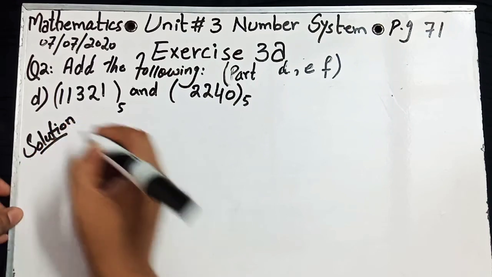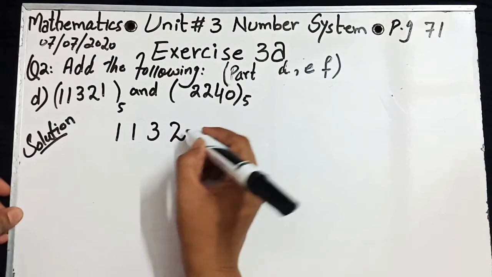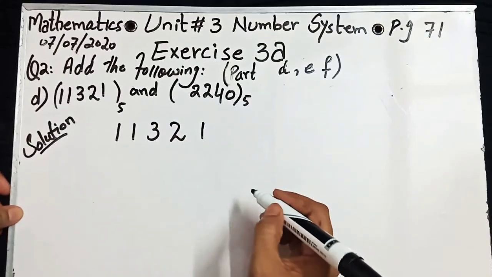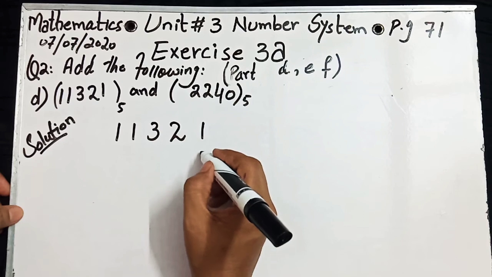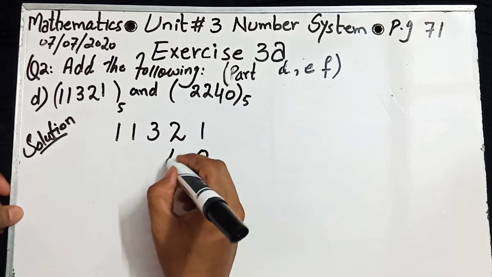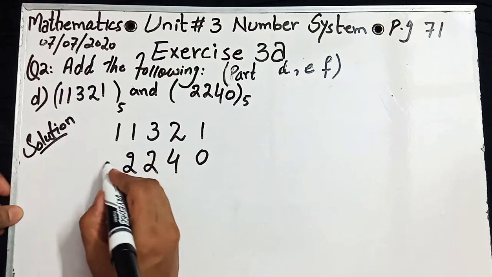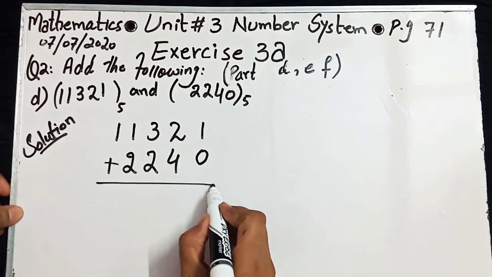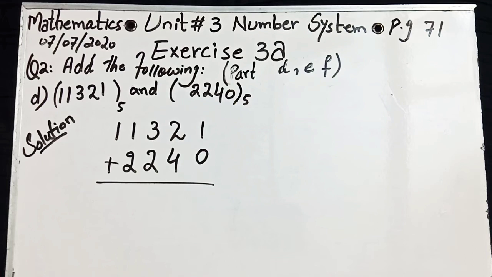Question D: 11321. In the base 5 system we use 0, 1, 2, 3, 4. Not 5. After adding or subtracting, if we get 5 or greater than 5, we convert into the base 5 system. Clear? Now your question is to add. If after adding we get 0, 1, 2, 3, 4, we copy it down as it is. If we get greater than 5, we convert into the base 5 system.